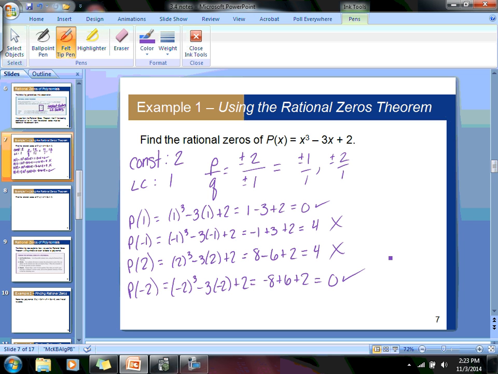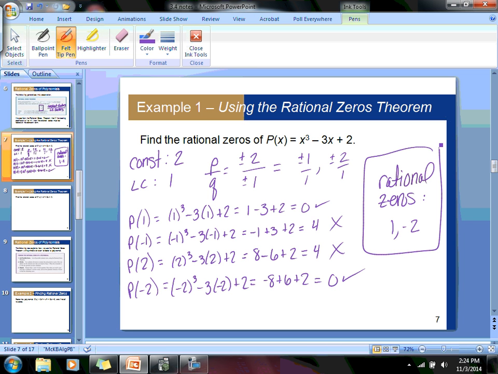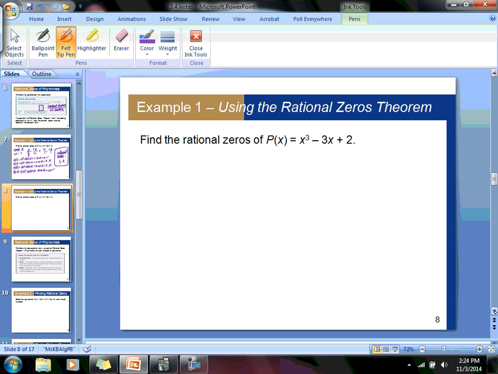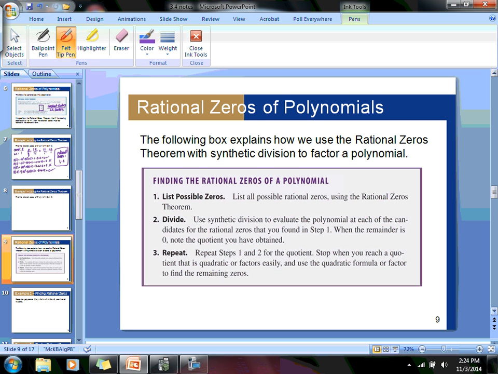Okay, so then my rational zeros, or rational zeros, I guess I should label it, are going to be 1 and negative 2. So those, if I were to factor, those would be my solutions. Okay. Now, how we're going to do this, oh, that was just extra room in case I needed it. Okay. Now, how we're going to do this, though, when we're dealing with much more complex polynomials with a lot more factors, is listed here in this little box.